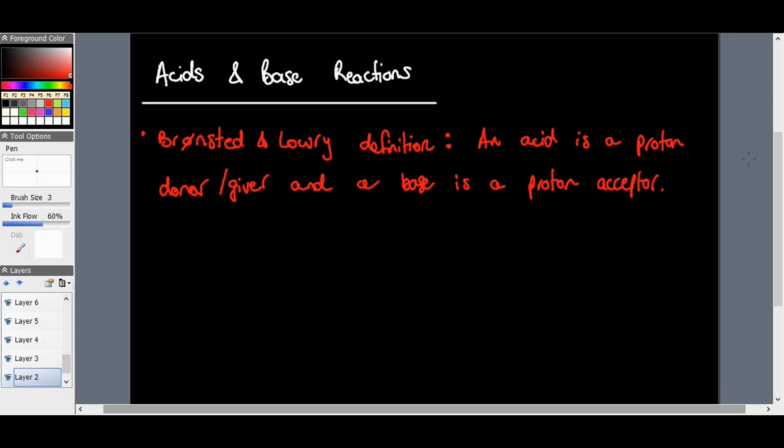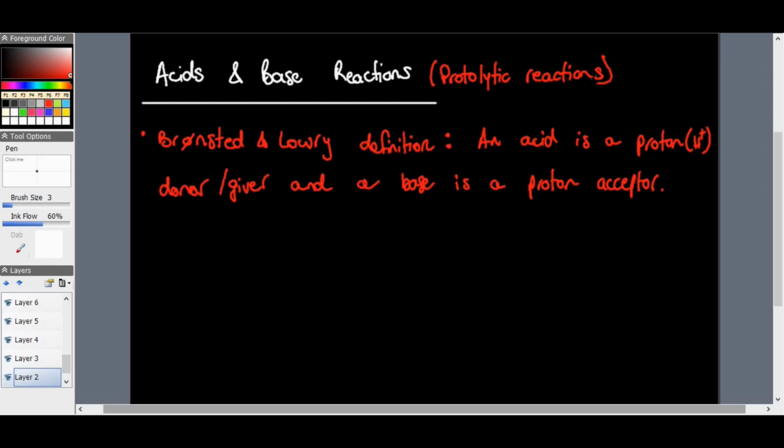So basically, what is a proton? A proton would be a positive hydrogen ion, so H plus to the top there. Because acid-base reactions involve the transfer of protons, they are known as protolytic reactions. It's another name for them. In such a reaction, the proton which is donated by the acid would be accepted by the base.